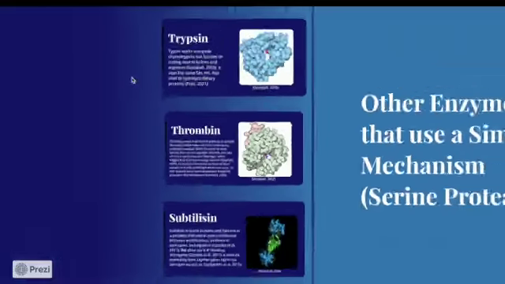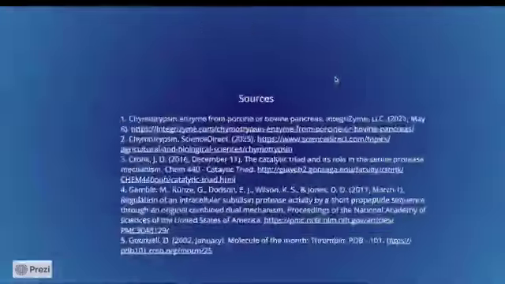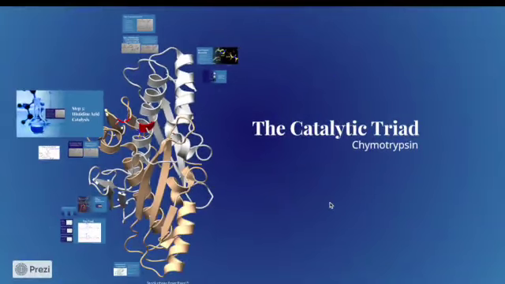Then the other ones are thrombin, and you can also look at trypsin. Let's see. Alright, here's my sources. And that was the catalytic triad through the mechanism of chymotrypsin.